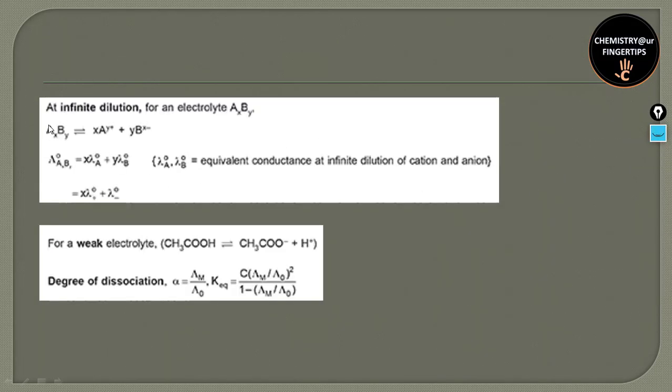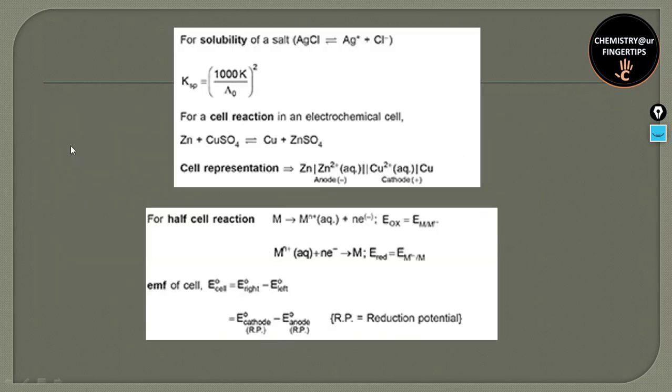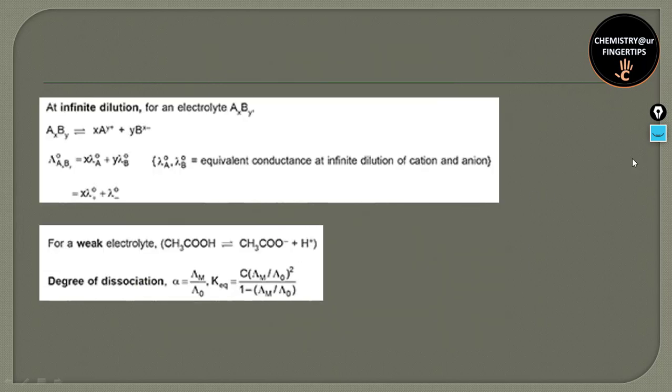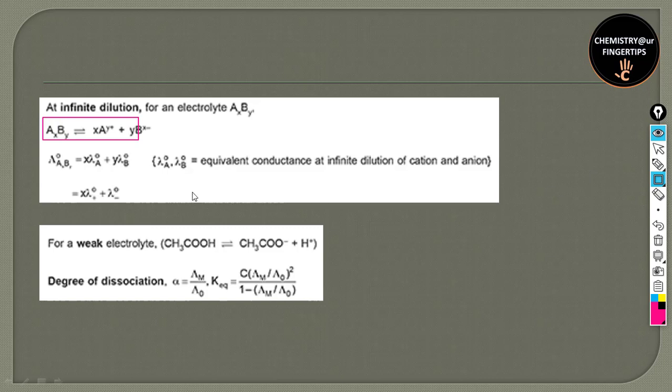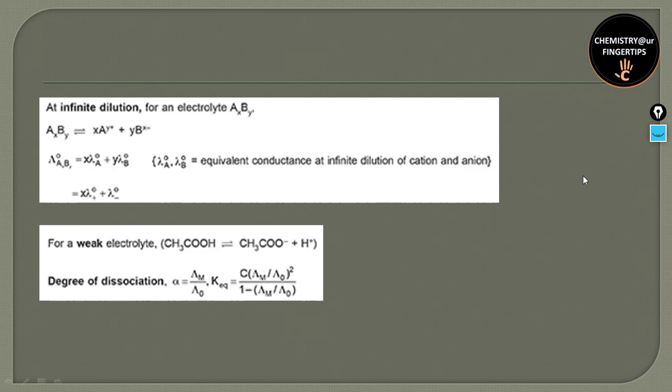Infinite dilution law, that is Kohlrausch law. A x B y gives x A y+ plus y B x-, and then how are you going to write the equivalent conductance and so on. The degree of dissociation formula is already given to you. But I think not many difficult questions have been asked so far, so you can just go by the simple problems if you want. But anyway, it's your call. It is always better to prepare something advanced, so that you are in a better position than the other candidates, correct?